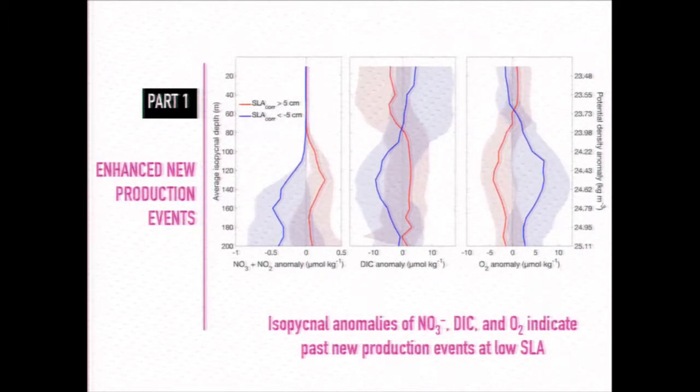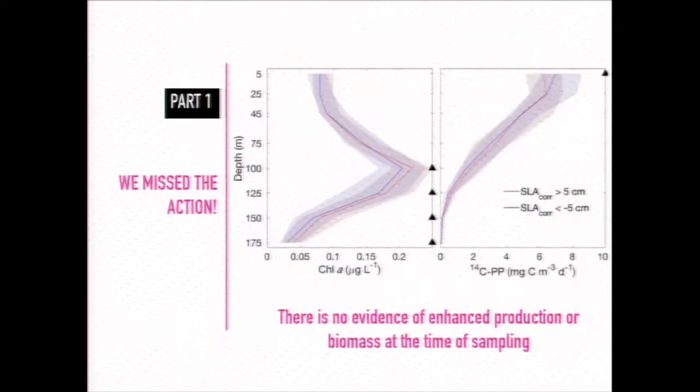So these are a clear signature of past events of new production. But if then we look at the distribution of chlorophyll and primary production associated with these top and bottom quartiles, we see very little differences, meaning that somehow it seems that we miss the action. So we don't observe, as already proposed in the past, it's hard to observe these events in terms of blooms.